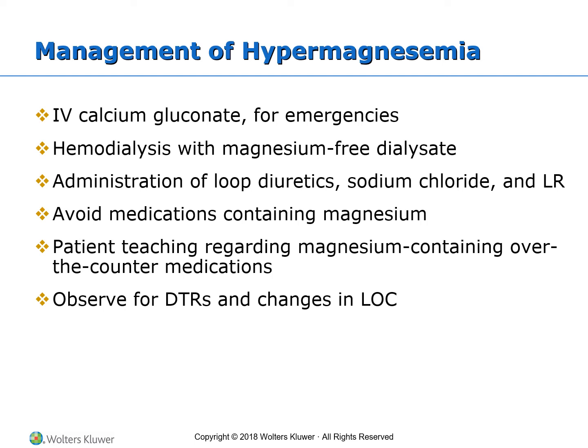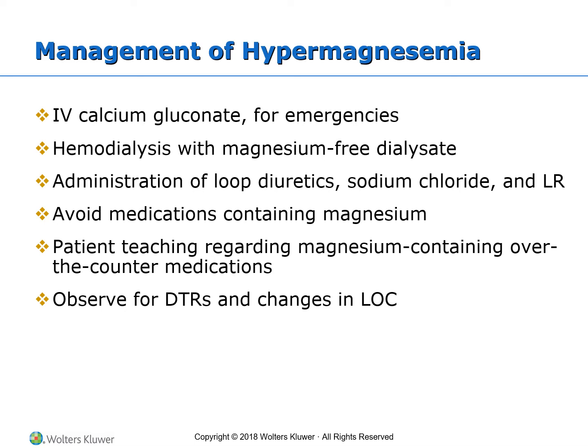You can give loop diuretics. You can give them sodium chloride, the 0.9%, which is just normal saline. You can also give lactated ringers. Obviously, if their magnesium is high, you want to avoid medications that have magnesium in them, and also teach about medications that are over the counter that do contain magnesium.